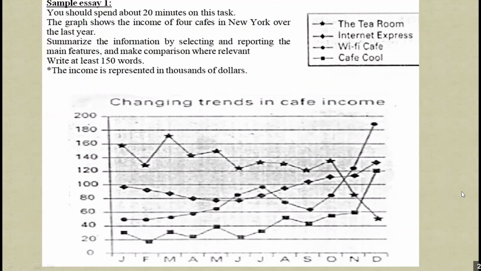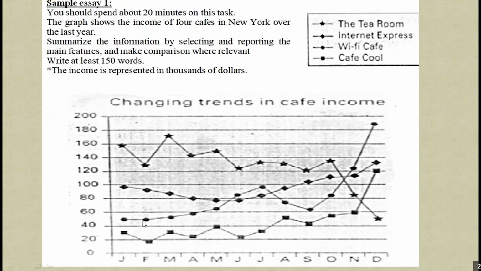Okay. Now let's take a look at this exercise. The graph shows the income of 4 cafes in New York over the last year. So we have 4 cafes, the Tea Room, Internet Express, Wi-Fi Cafe, and Cafe Cool. So the Tea Room is this one, that's the Tea Room. Internet Express is this one here.